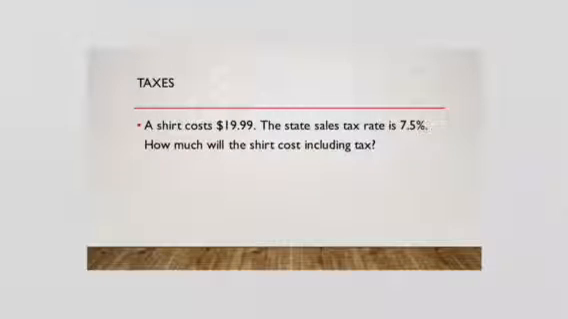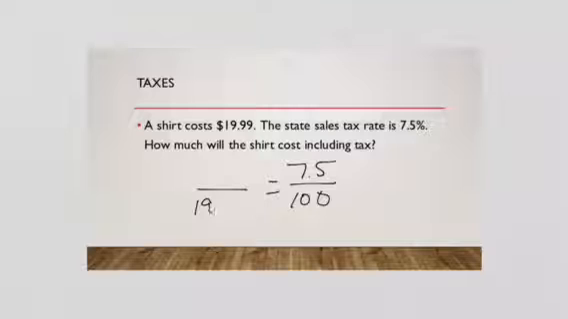A shirt costs $19.99. The state sales tax is 7.5%. How much will the shirt cost including tax? So we set up our percent proportion. First thing I set up is the 7.5 over 100. Remember, the 100 will always be in the lower right, and the percent will be above it. Now we use the cost as our total amount or our whole amount that we're looking at. It's the original cost, and we're trying to figure out what part will that tax be.